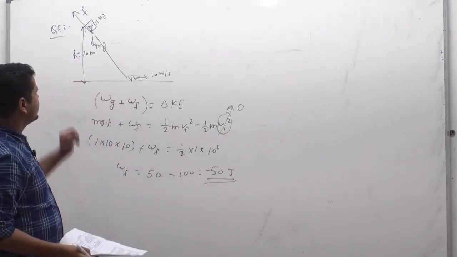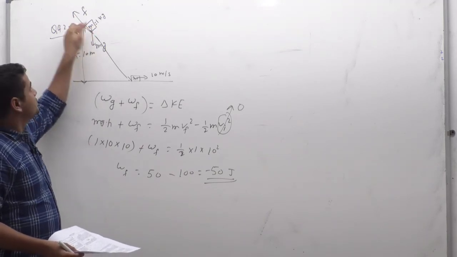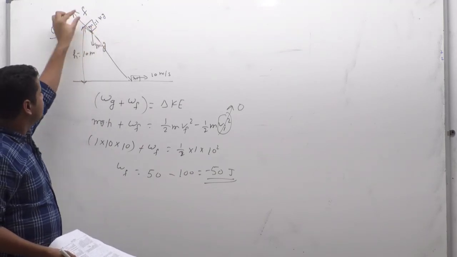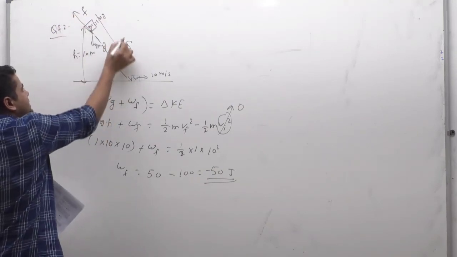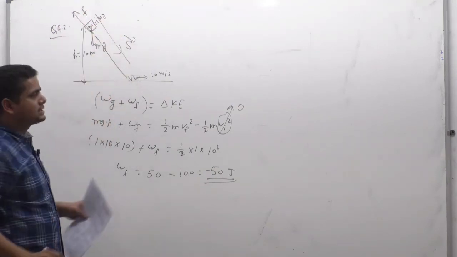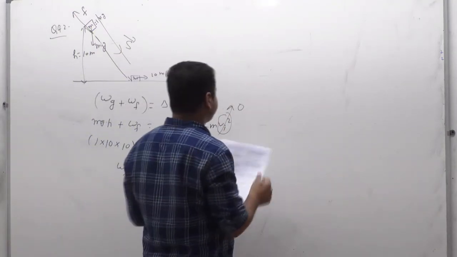It should be negative, why? Because friction is acting in the upward direction, so force is acting in this way, and the block is moving along this way. So this is the displacement, but the force is in the opposite direction, so work is negative. So which option is correct? D. D is the matching one.